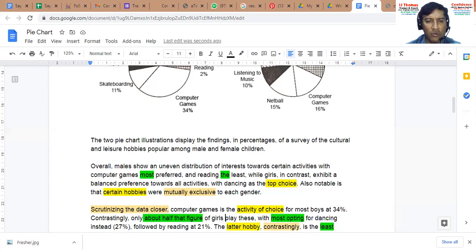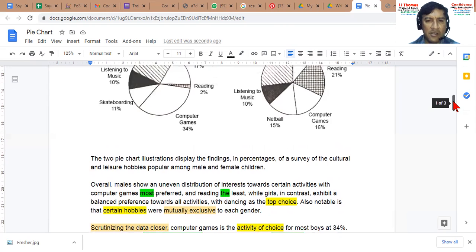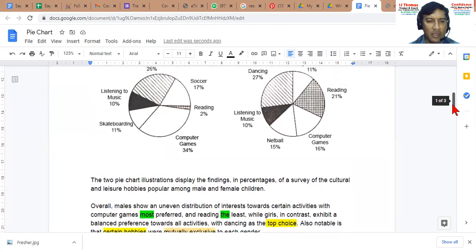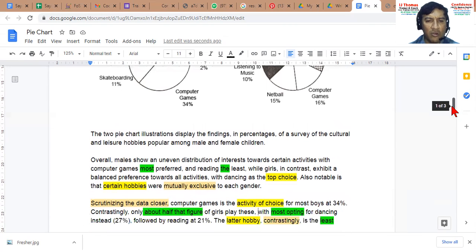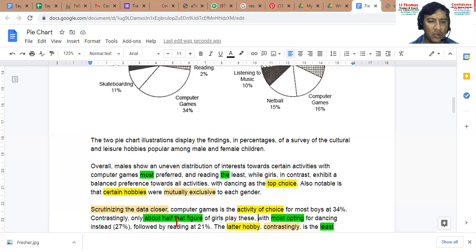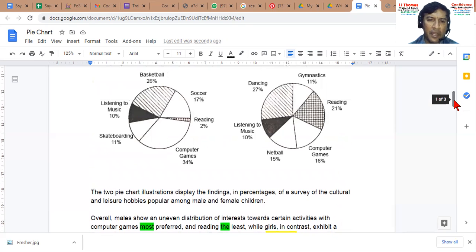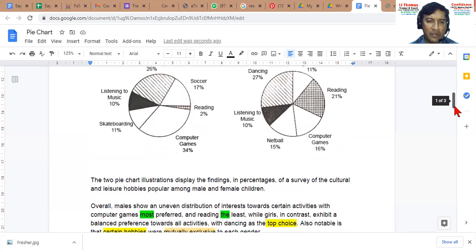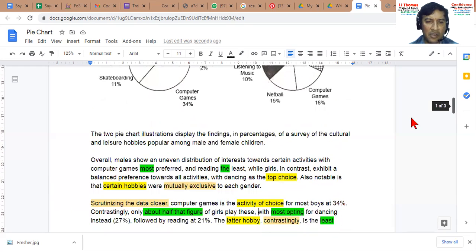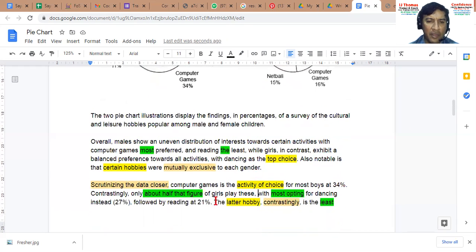Play these, with only half that figure playing these, with most opting for... Now I'm saying what girls are most going for: dancing instead, at 27%. Now I'm showing you how to present data. So you look for first, second and third. After dancing, what came? Reading, 21%. So now I talked about dancing, I ended up at reading, and I presented that for girls, the latter hobby.